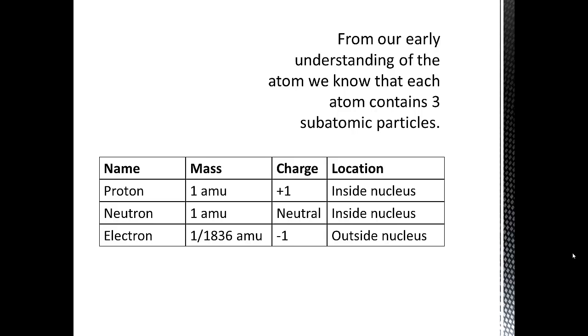For location, protons and neutrons are located inside the nucleus and the electrons are located outside. So when we're dealing with chemical reactions, it's really just the electrons that are going to be playing a role since the nucleus tends not to be involved.